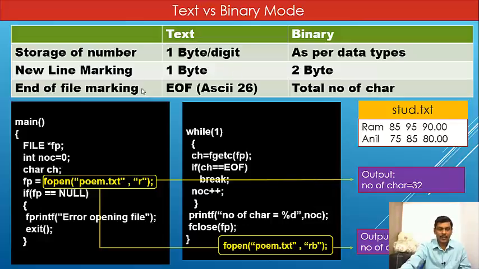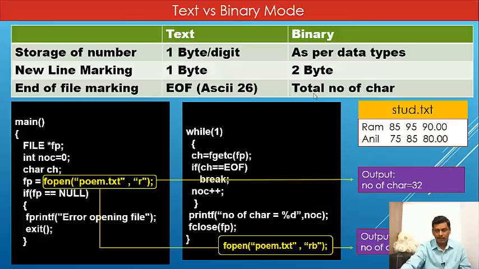End of file marking. In text mode, as we already discussed, EOF is a macro equal to ASCII value 26. The last character of a text file is 26. So this is the end of file marking. When it reaches this character, it comes out of the file, that is, it closes the file.